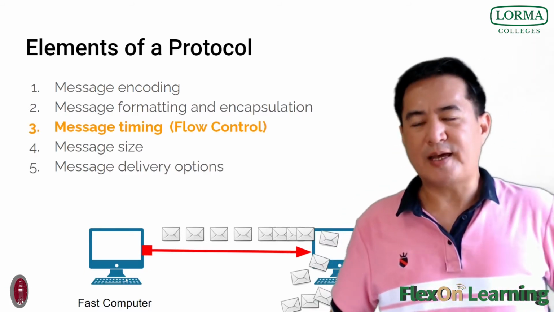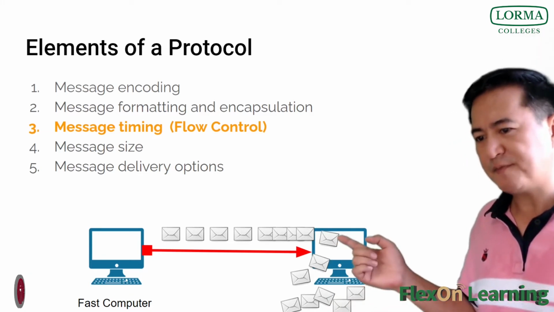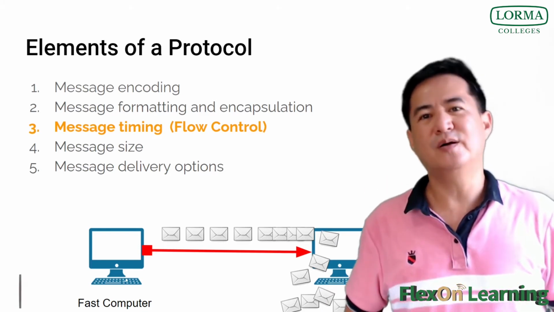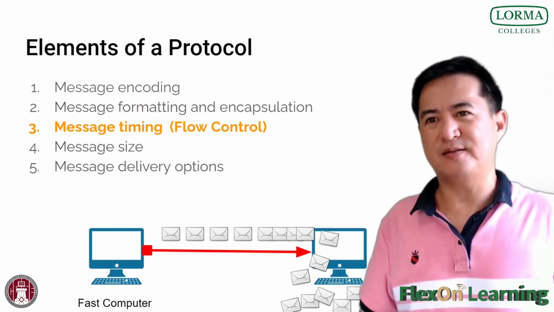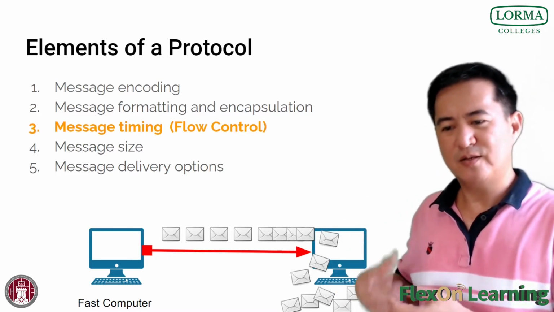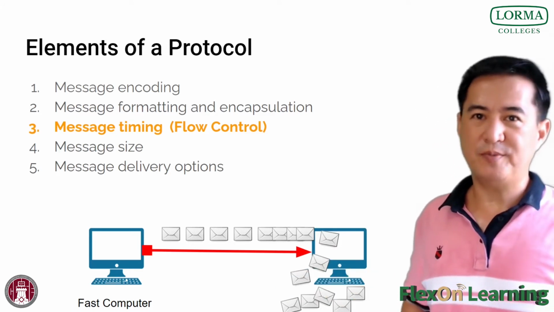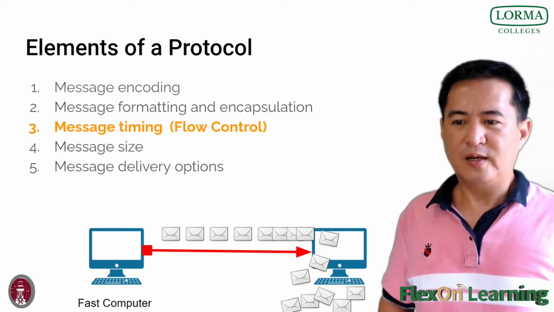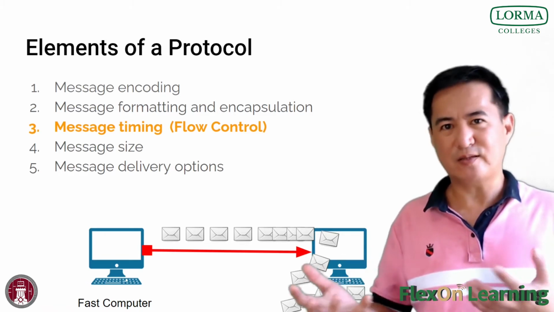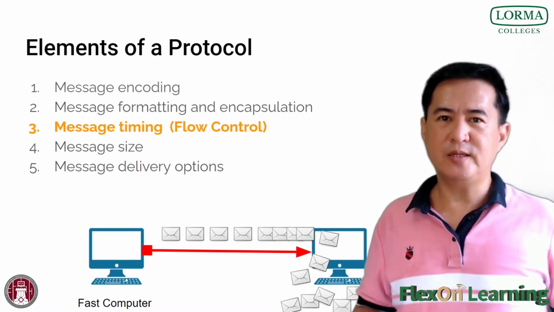The third one is timing. So flow control is important. You can see if the fast computer is transmitting messages at a rate faster than the capability of the receiving computer to digest or receive those messages, then the recipient will be overwhelmed. That kind of situation exists. Obviously, not all computers are made the same way. They don't have the same specs. Some are slow, some are fast.